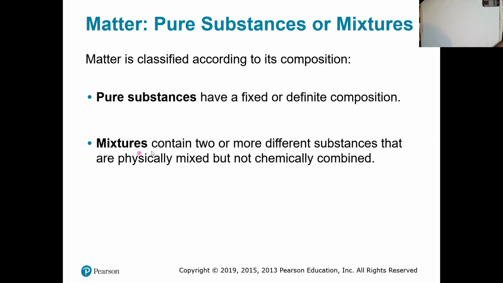With mixtures, you're going to have two or more things that are originally different substances that are combined together. But the combination of those substances is only going to be physical, right? So you're taking two things and putting them in a space together, but they're still going to be their own individual substances that just happen to be in a container together. No chemical bonds are going to form. They're not going to combine chemically. Okay.